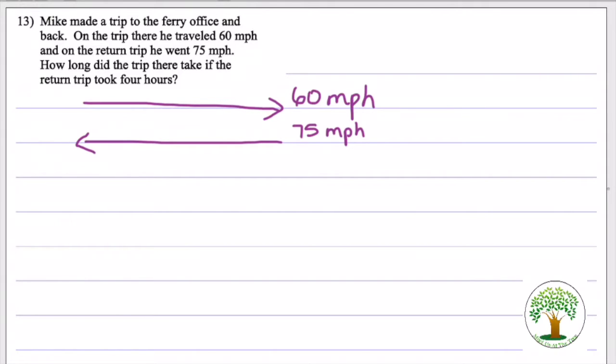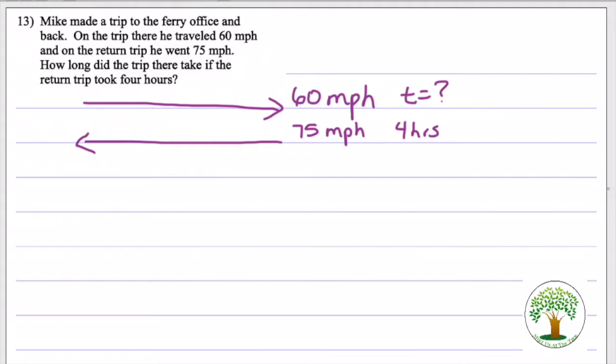How long did the trip take if the return trip is 4 hours? So I'm going to put over here 4 hours. And we don't know T up here. I'm going to put a T equals question mark. That's what we're looking for. You could call it X if you want, but I don't want to. I usually use the letters T and R in there.